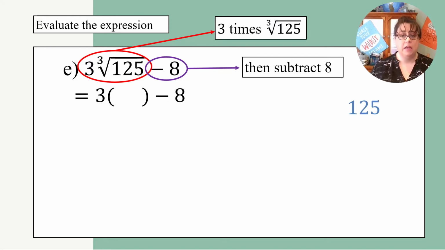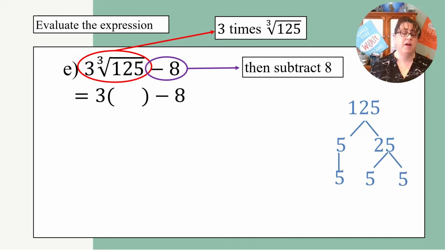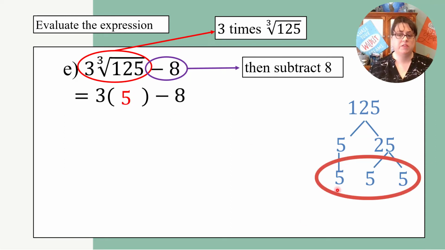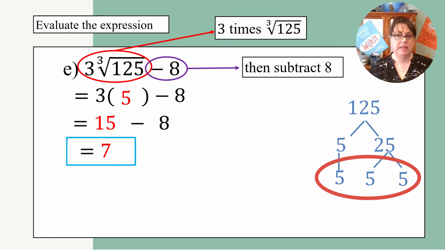You may have forgotten. So we take the 125 and we break it into 5 and 25. And then the 25 is 5 and 5, and we pull down that 5. So the cube root of 125 is 5 because we have the triplets right here. We know that in triplets only one comes out and the other two disappear. So now we follow the order of operations. 3 times 5 is 15, and 15 minus 8 is 7.